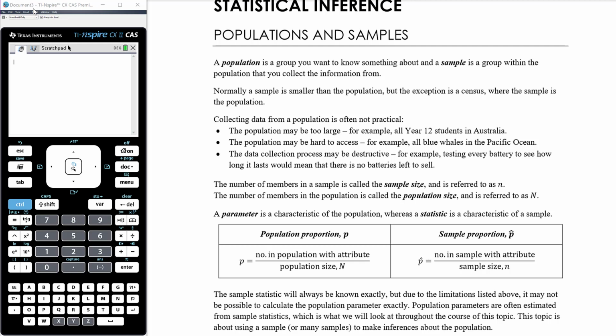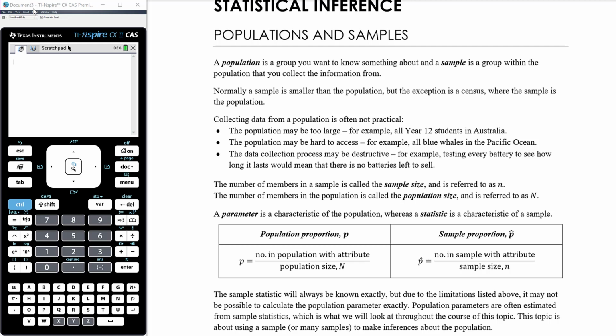So if the population is too large, it's often just not practical to survey or to get information from the whole population. For example, all Year 12 students in Australia. Now, realistically, that's probably not that difficult a population to retrieve information from, given that they all go to schools and we could do that through schools. But thinking about that idea that often the size of the population is the hindrance. Another reason might be that the population could be hard to access. So, for example, all of the blue whales in the Pacific Ocean. We would have no way to be sure that we've captured every single blue whale in the Pacific Ocean. So we would always be sampling from the wider population by looking at what's happening with some of the blue whales.